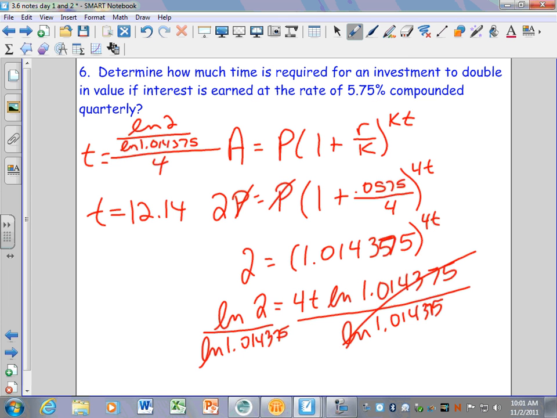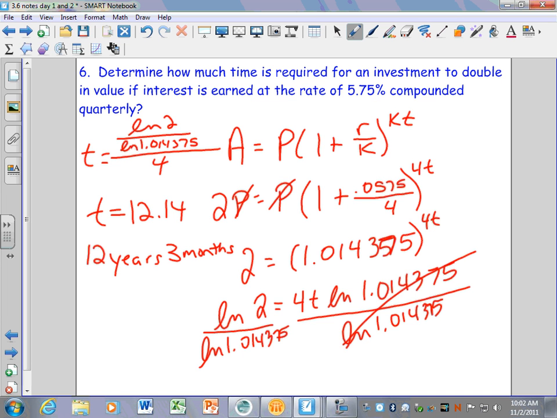Since it's compounding quarterly, in the back of the book, they're not going to say 12.14. They're going to round that to the next interest period. So if it compounds quarterly, what would be the next interest period? How many months would it be? Because if you're going quarterly, you round up to the next quarter. Like, that's closer to 12.25, so we would say 12 years, 3 months.